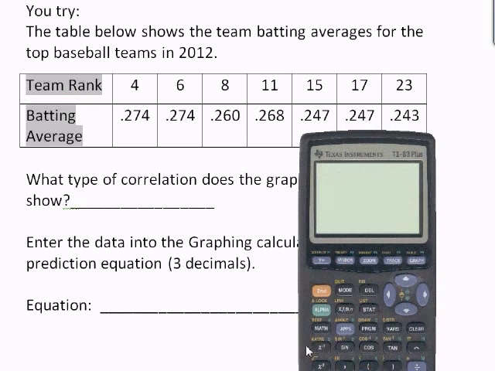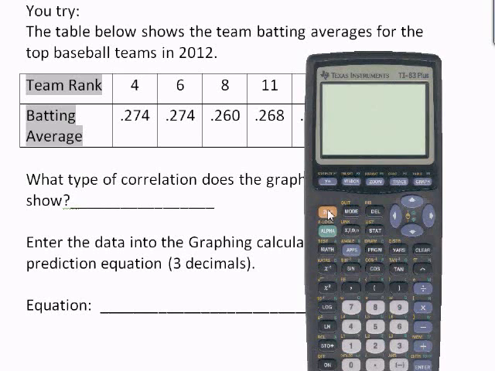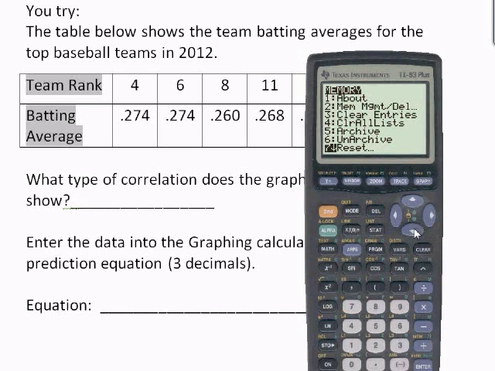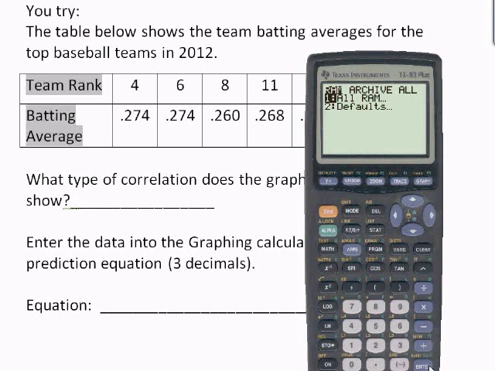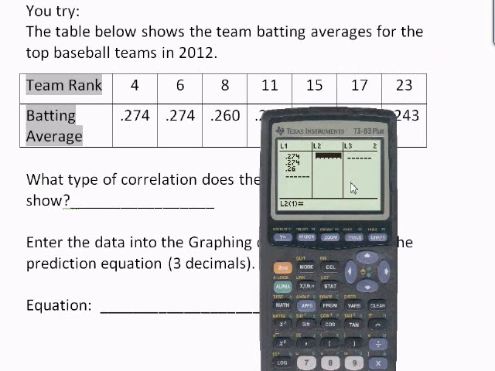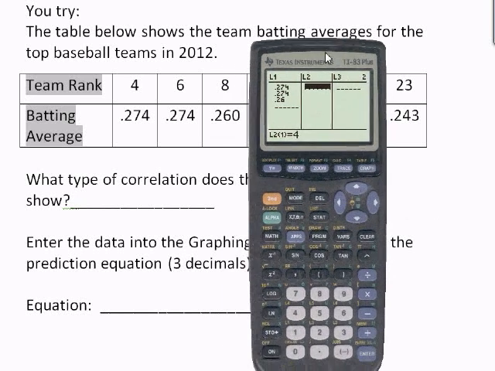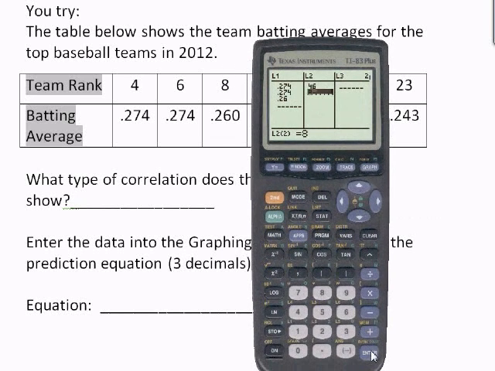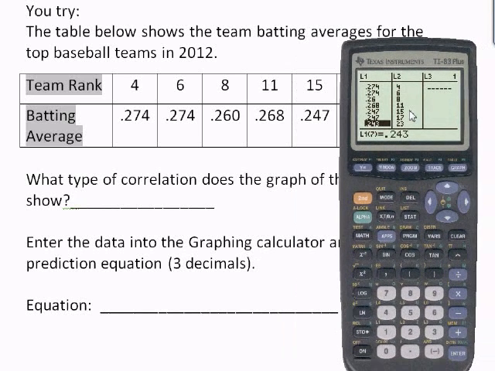We get our calculator, turn it on, and go second plus, that's our memory option. We go down to reset, and we're going to reset all RAM, and yes, we're actually going to reset. So we've cleared our RAM, then we go stat, edit. We start typing in our L1 values, which in this case were the batting averages, 0.274, 0.274, 0.260, and we'll keep on typing those in. For the team rank, we get 4, 6, 8, and so on. I went ahead and typed in the rest of the data for us.